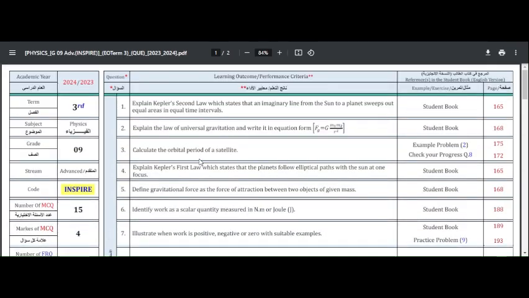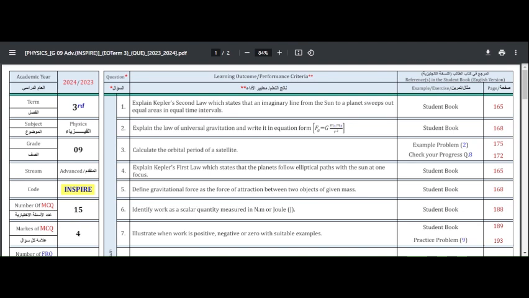I will go through the learning outcome and performance criteria. So the first one is explain Kepler's second law, which states that an imaginary line from the sun to a planet sweeps out equal areas in equal intervals of time. Okay, so this is one of Kepler's laws, the Kepler's second law.